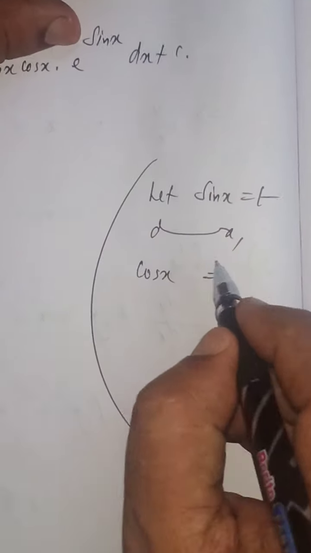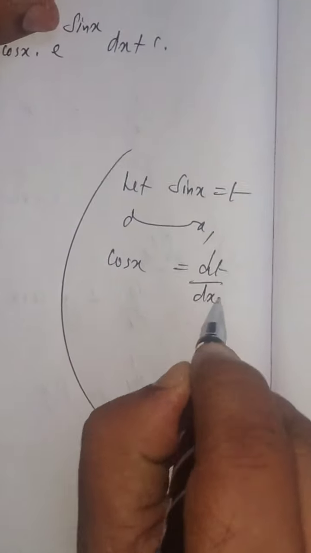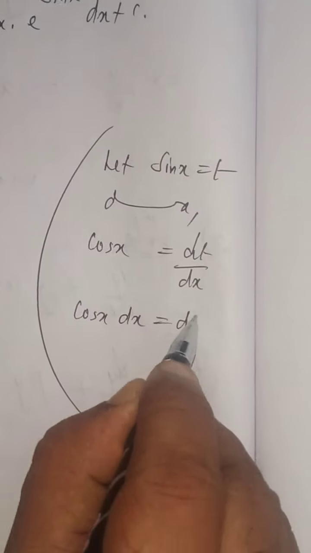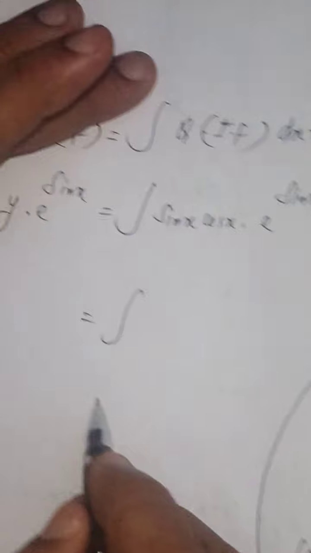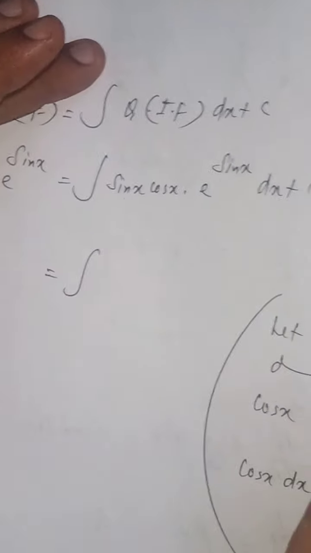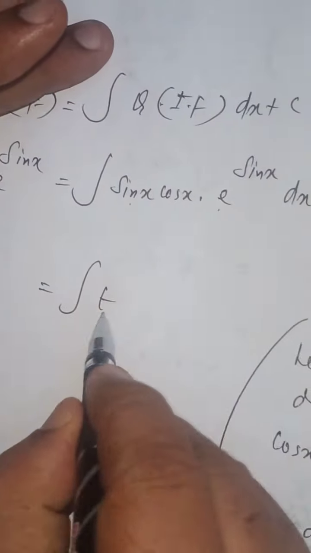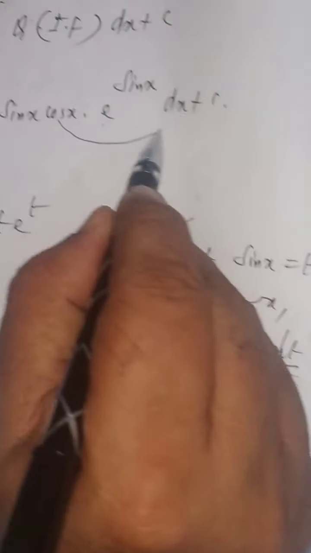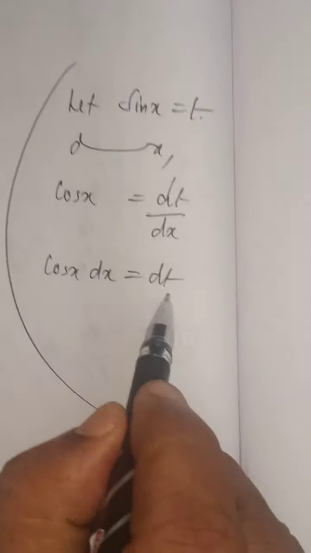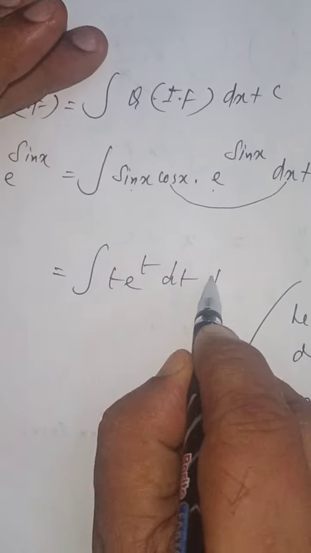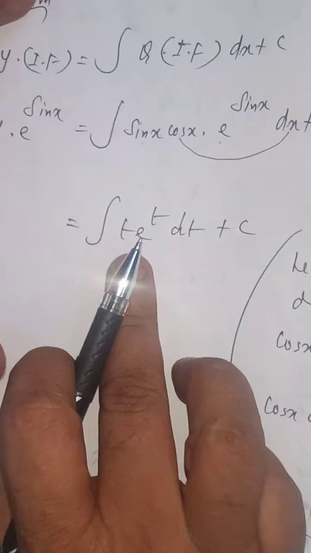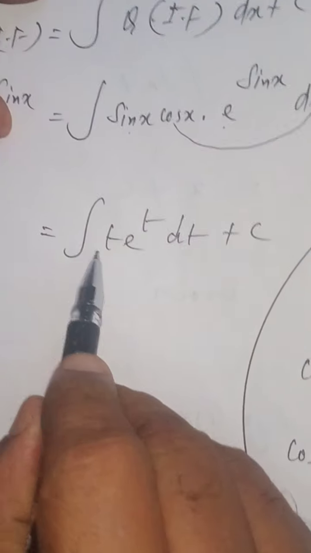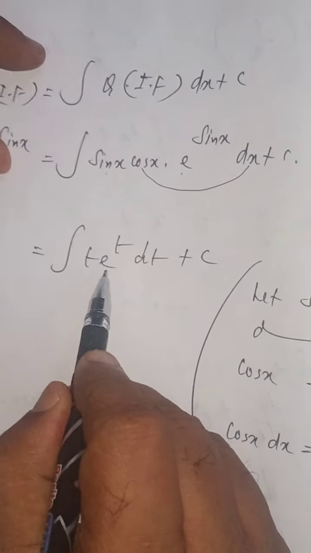T with respect to x is dt by dx. It's a differentiation, so we cross multiply, and we get cos x dx equal to dt. Listen, sin x can be replaced by t, so e power sin x is e power t. Cos x and dx together become dt, plus c. Now you have to integrate. This is algebraic and this one is exponential. Algebraic and exponential in a product, you can go for ILATE.